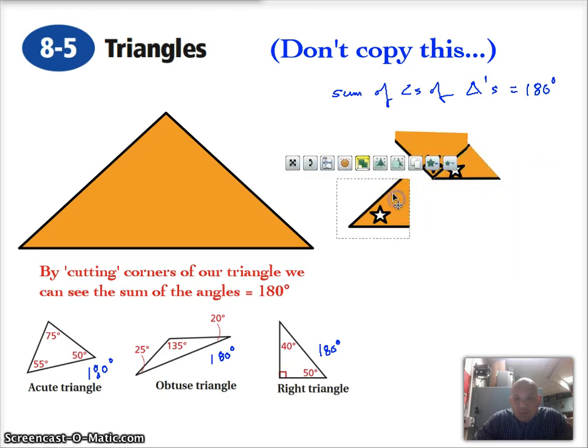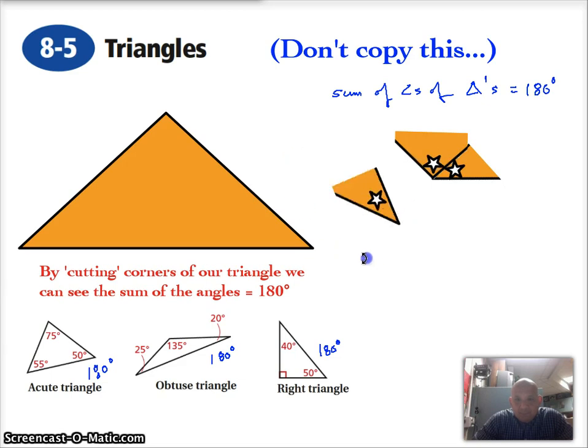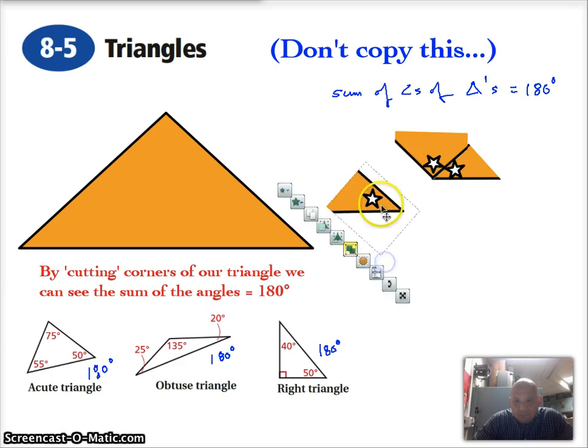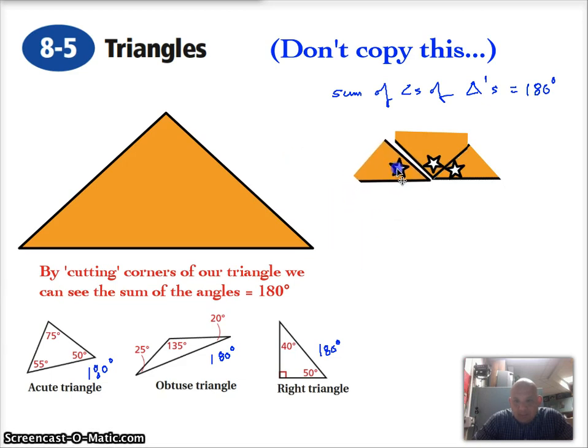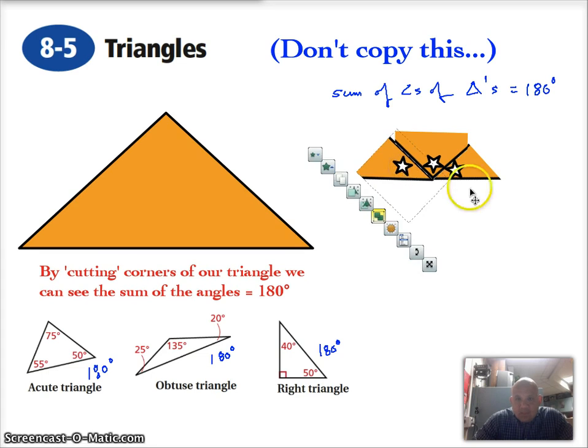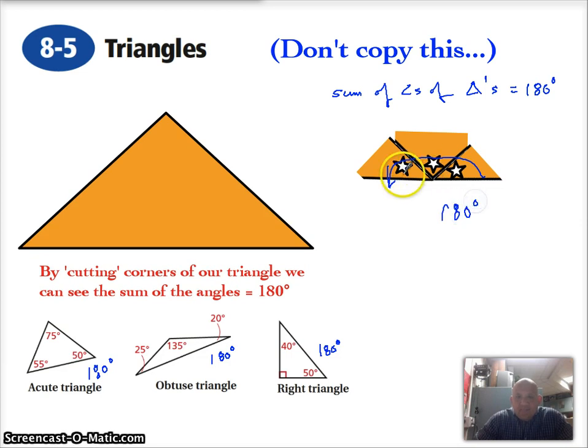Now I've got to rotate my last angle. Get it a little closer. Now check it out. The sum of these three angles gives me a straight angle, 180 degrees. That proves that the sum of any triangle's angles will equal 180 degrees.